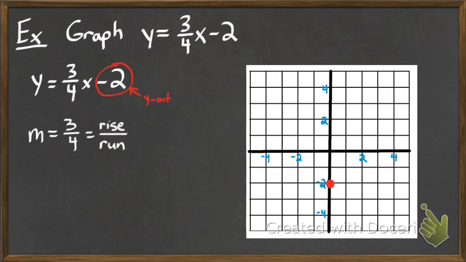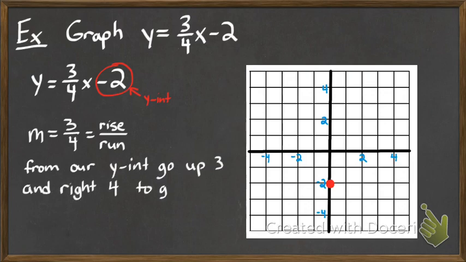Then we need to look at our slope. So our slope m equals 3/4, which is our rise over our run. So from our point, what we need to do is go up 3 and to the right 4, and this will give us the coordinate for our next point. So I go up 3, right 4, now I have 2 points for my line. So all I have to do now is draw a line between the two, extend in both directions, add some arrows, and we have now nicely just graphed our equation for y equals 3/4 x minus 2.